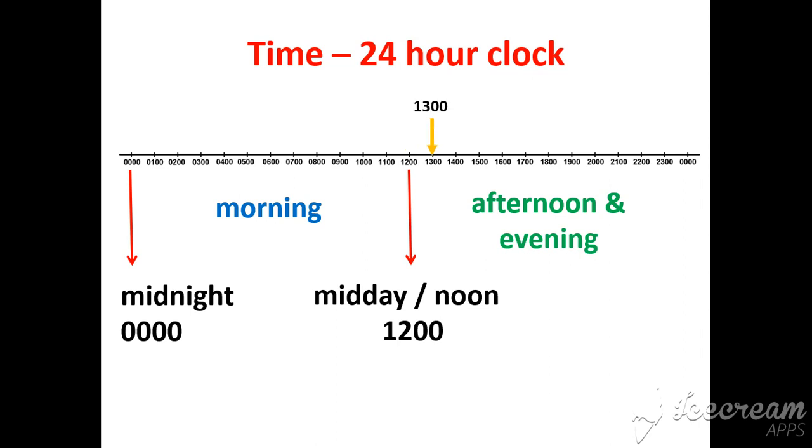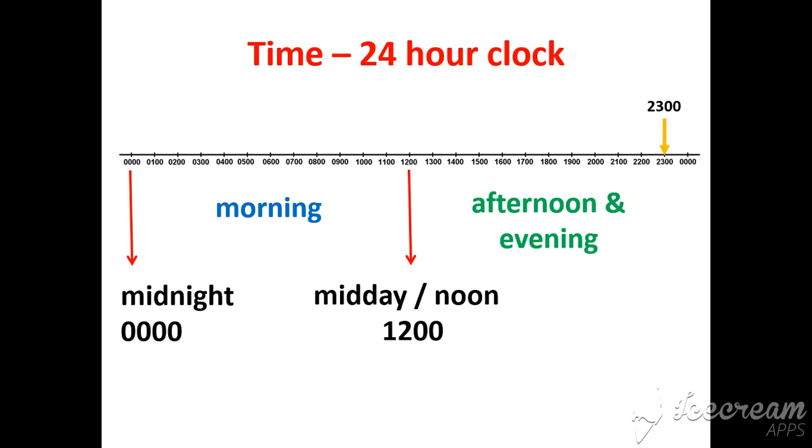Now, we go to 1300 hours, which is 1 o'clock in the afternoon. So 1300 is equivalent to 1 o'clock in the afternoon. 1400 is 2 o'clock. 1500 is 3 o'clock in the afternoon. 1600 is 4 o'clock. 1700 is 5 o'clock in the afternoon. We're into evening now. 1800 is 6 p.m. 1900 is 7 p.m. 2000 is 8 p.m. 2100 is 9 p.m. 2200 we're at 10 p.m. at night.